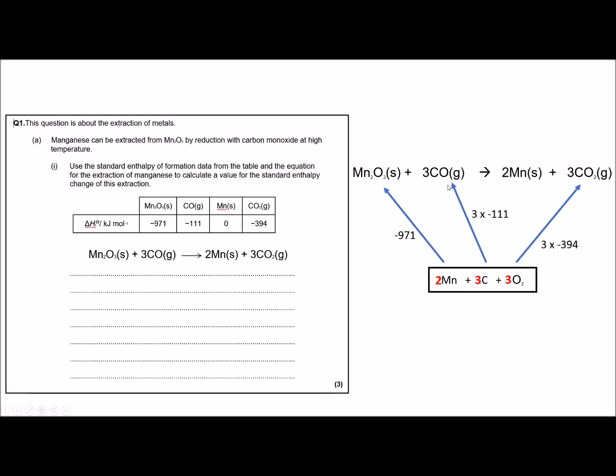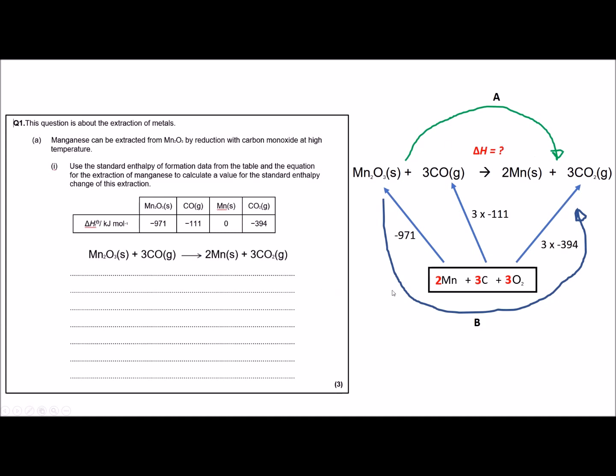The next thing I have to do is to plug in my values. Notice how I've got 3 times minus 111 for carbon monoxide, because there are 3 moles of carbon monoxide, and the same thing here for carbon dioxide. We are trying to work out the enthalpy change for this reaction. So we've got route A, the direct route, but there's no values here, so we can't actually go through there. However, we can go through route B, which has these values over here. So if we take the sum of these values, we should get our enthalpy change for this reaction.